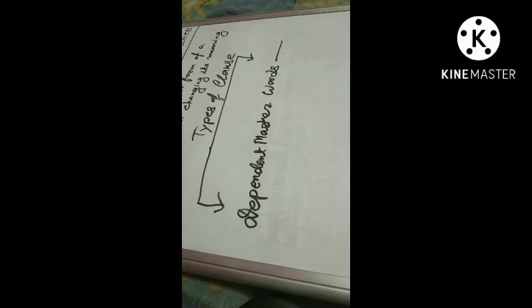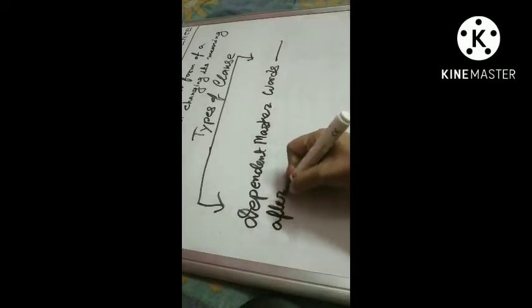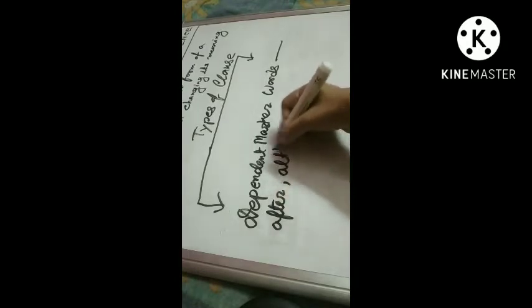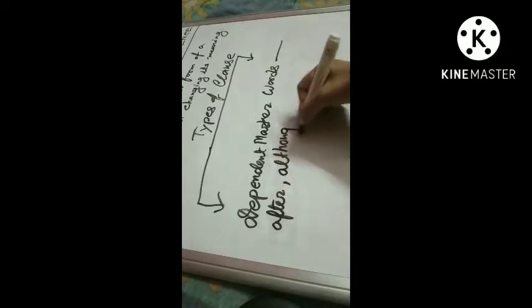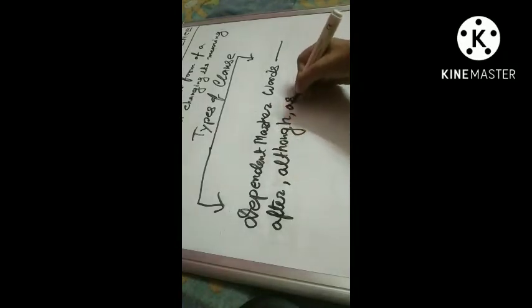Okay, so some common dependent marker words are, suppose, after, although, as, if.